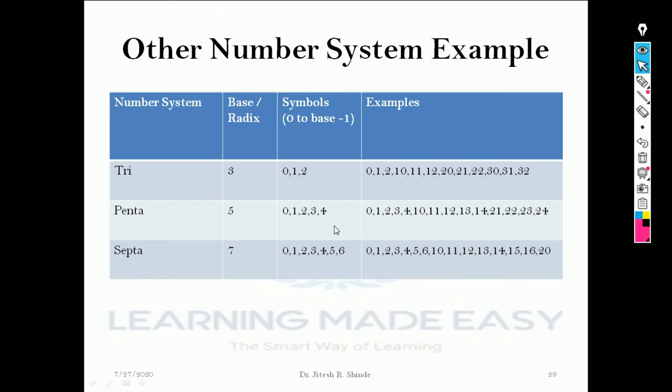Similarly for penta number system, base is 5, hence the valid symbols 0 to base minus 1 means 0, 1, 2, 3, 4. Example 0, 1, 2, 3, 4. After 4 what will come? 10, 11, 12, 13, 14. After 14, 20, 21, 22, 23, 24, so on. Same logic has been applied to septa number system.